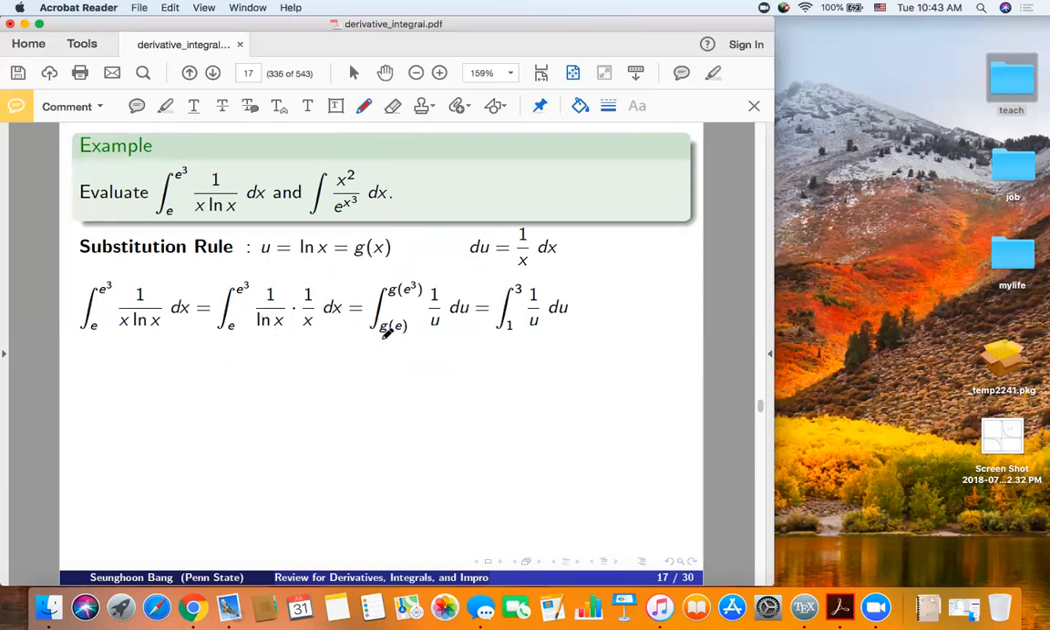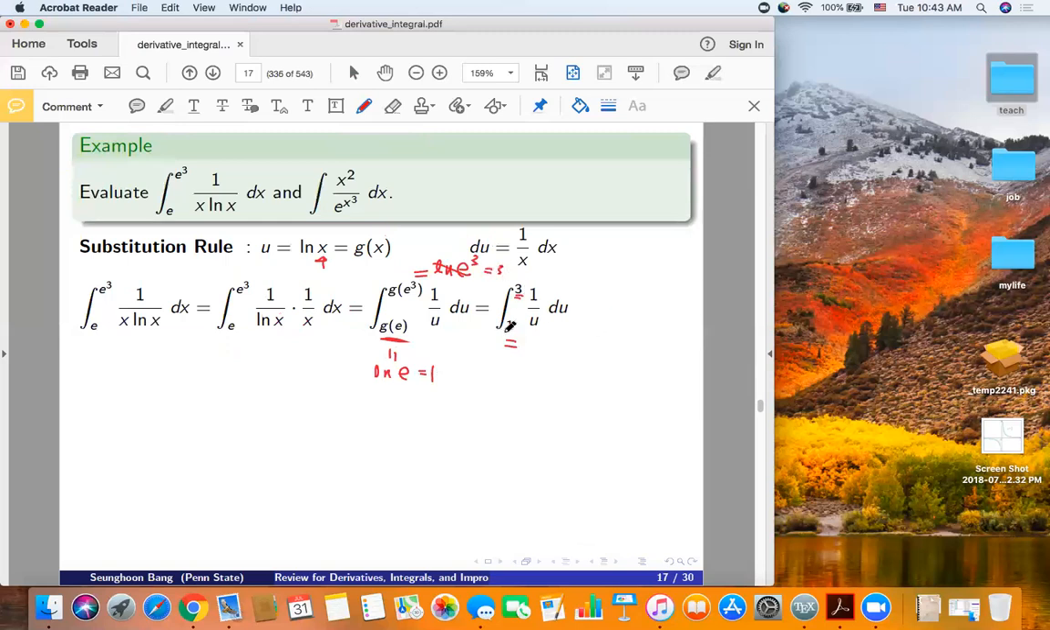The next, what is g of e? g of e is ln of e. ln of e is 1. So we have it. What is g of e cubed? You plug e cubed into here, the ln of e cubed. Crossed out, only 3. So we have it.